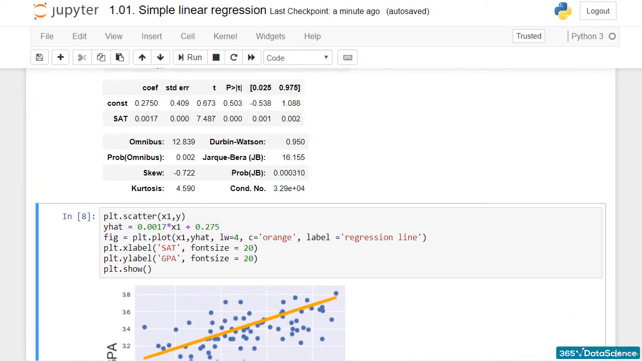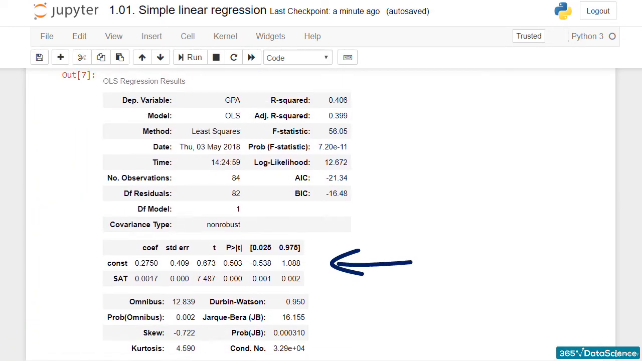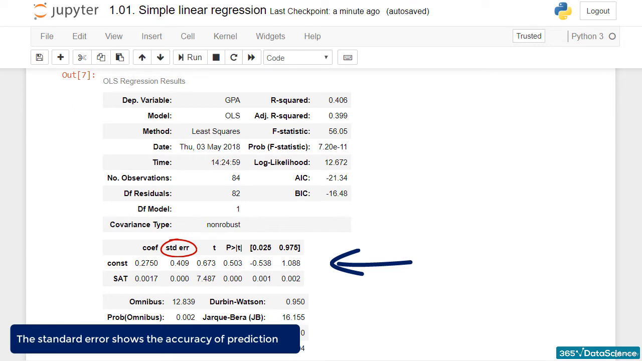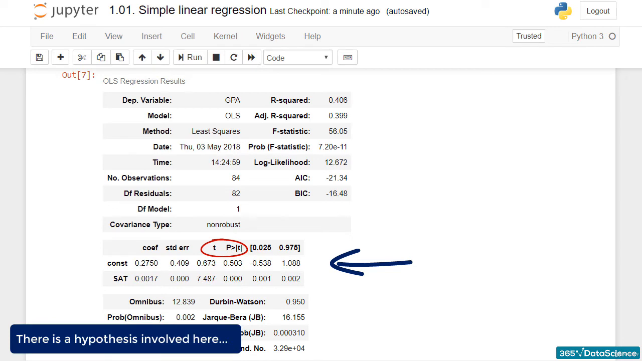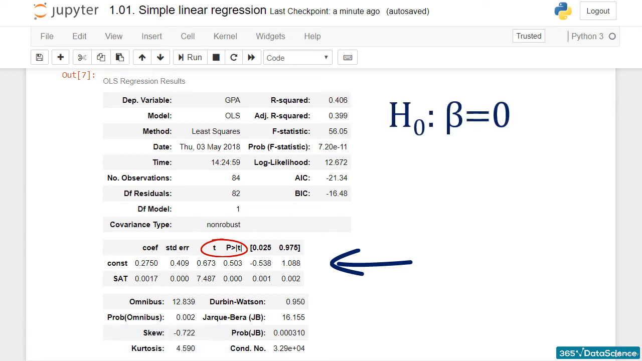What about the other cells in the table? The standard errors show the accuracy of prediction for each variable. The lower the standard error, the better the estimate. Easy. The next two values are the t-statistic and its p-value. If you have followed our program so far, you will know there is a hypothesis involved here. The null hypothesis of this test is beta equals 0. In other words, is the coefficient equal to 0?